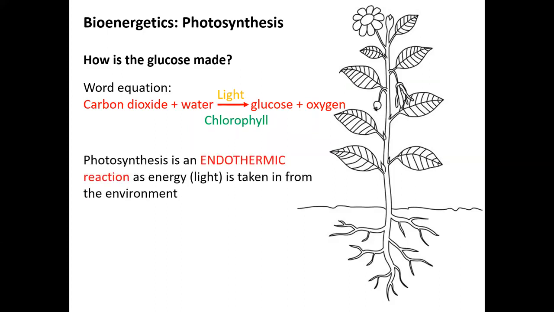Thinking back to our energy changes topic, where we looked at endothermic and exothermic reactions, we can see that photosynthesis is in fact an endothermic reaction because light energy is taken in from the surroundings. So the chemical reaction needs light energy. So it's an endothermic reaction.